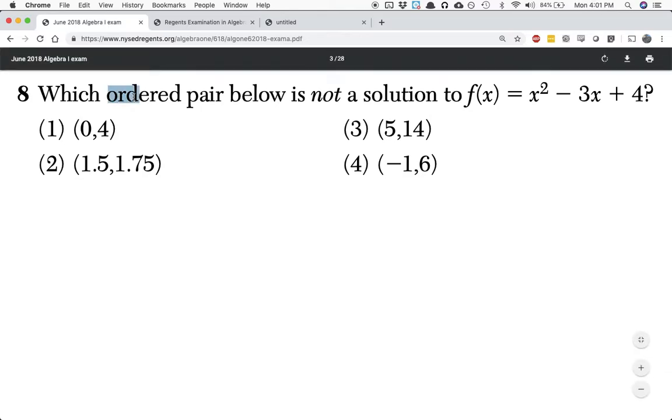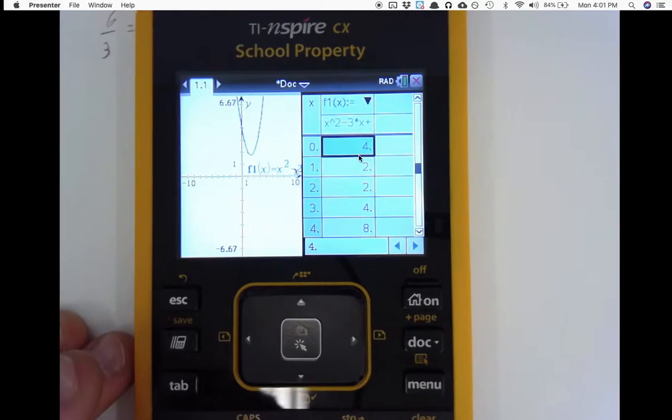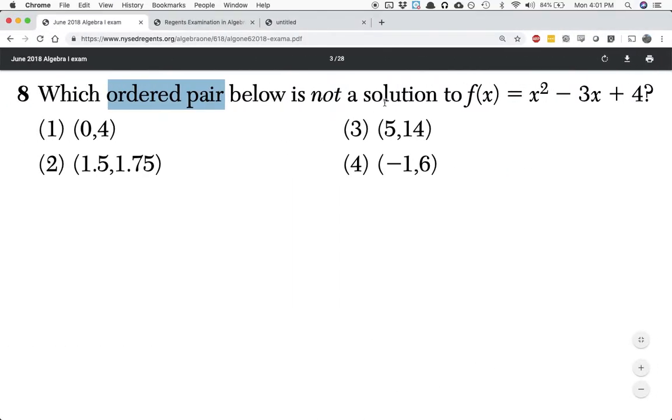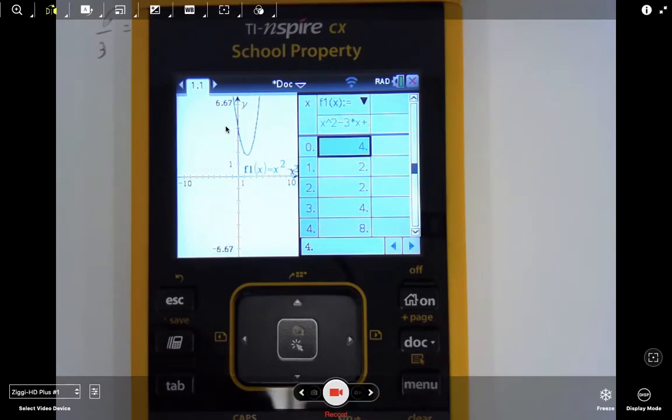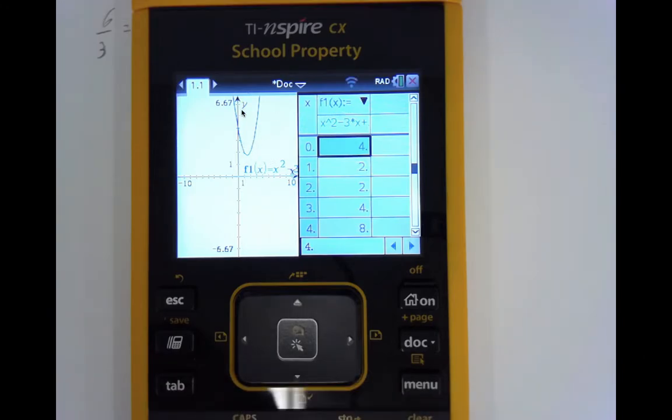Notice, if they say which ordered pair below, it's almost always talking about the input-output values that you see in a table. It's not asking for a solution in terms of zeros or roots. It's not looking for where I hit the x-axis when they ask a question like this. And that makes sense because this one does not have any roots. It never hits the x-axis.